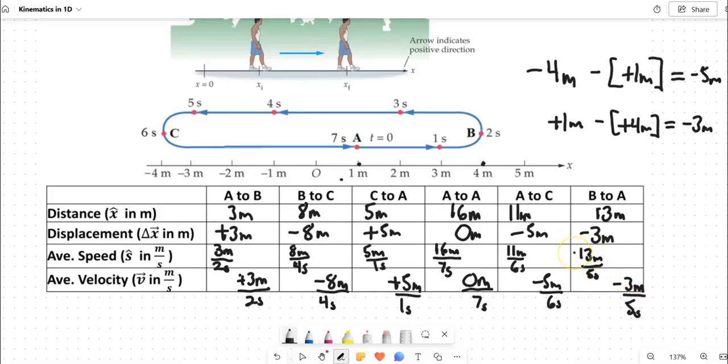So your speed would be a 13 meter distance over 5 seconds and a negative 3 meter displacement over the period of 5 seconds for your velocity. Okay?